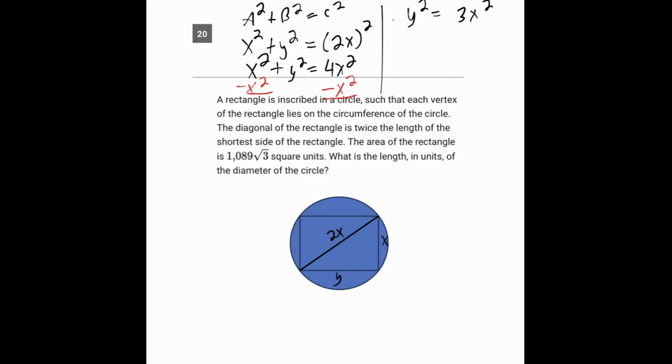And now we can take the square root of both sides, and we'll get y equals x times the square root of 3. Because the square root of x squared was indeed x, and the square root of 3 is just square root of 3. So we can replace this y with x root 3.